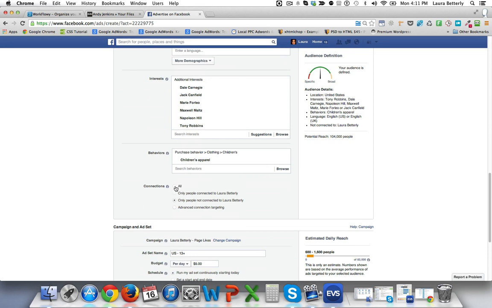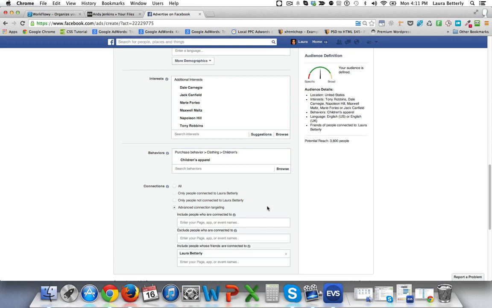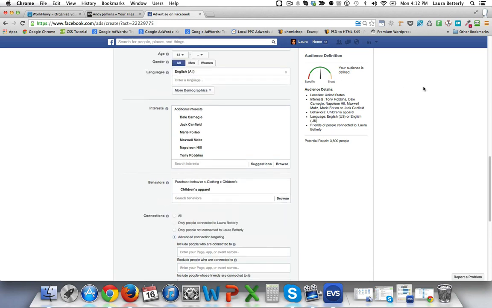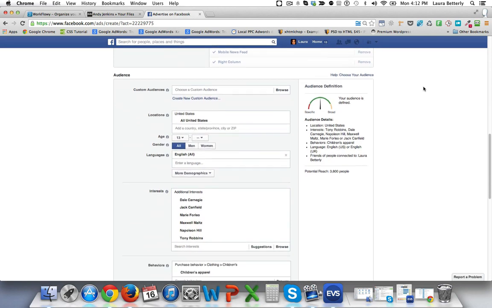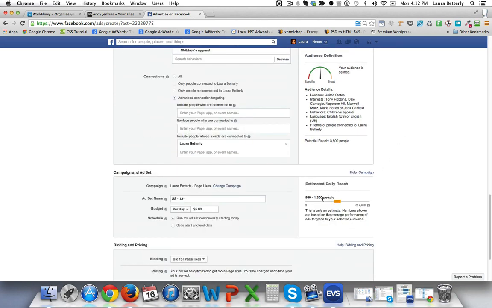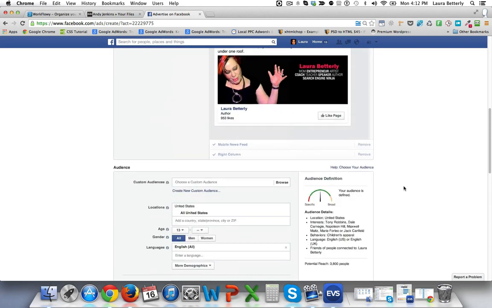And the other way you can do it is also if you have connection audiences, people only connected to me, people not connected to me, or we could have an advanced connection targeting, which means people who are connected, and we're talking about fan pages. So people are connected to a fan page or not connected to, and if you have several fan pages, you can do it pretty much that way. And here it'll tell you how many people you've reached. For $5 a day, I can reach 500 to 1,300 people. But this is basically the size of your audience.